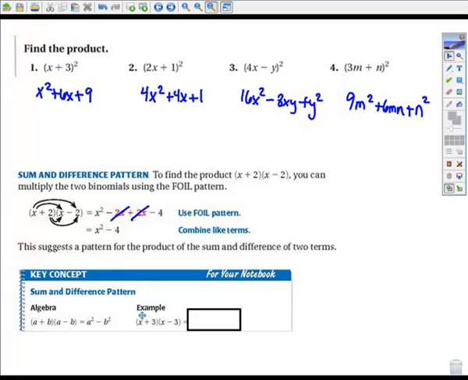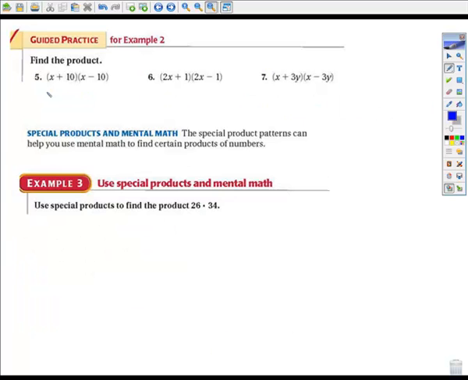So once we do this, the first term here is x, so we have x squared, and I'm just going to subtract 3 squared, which is 9. That's easy. Sum and difference patterns. So here, the first term is x squared minus 10 squared, which is 100. You just have to make sure it's a plus b, a minus b, or it would work the same way.